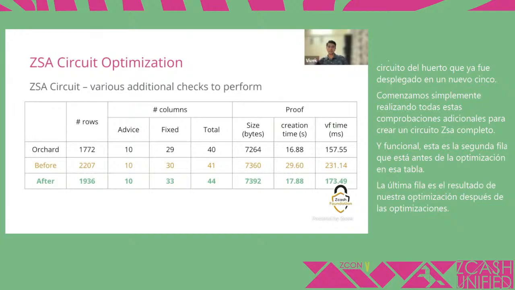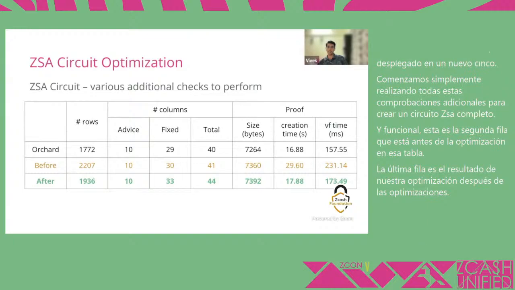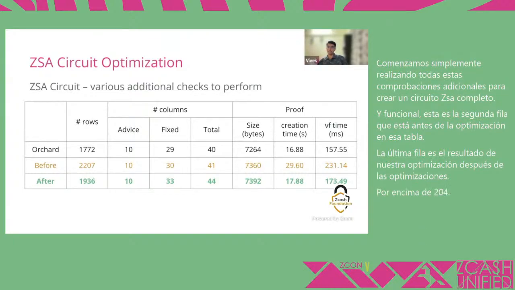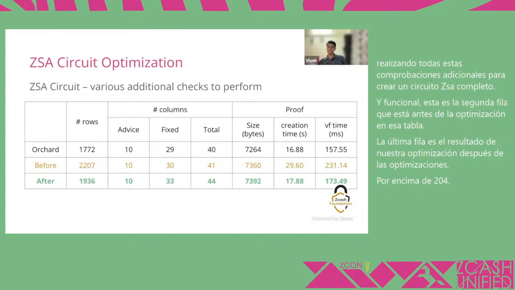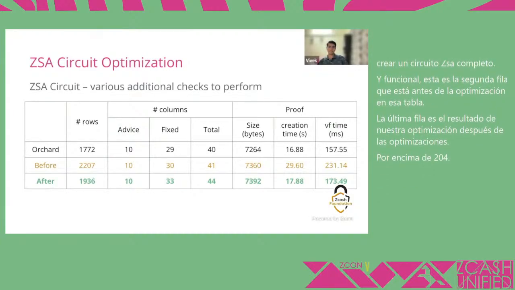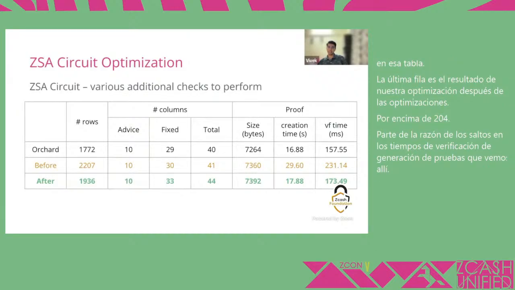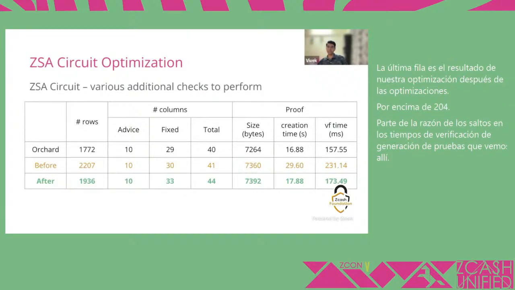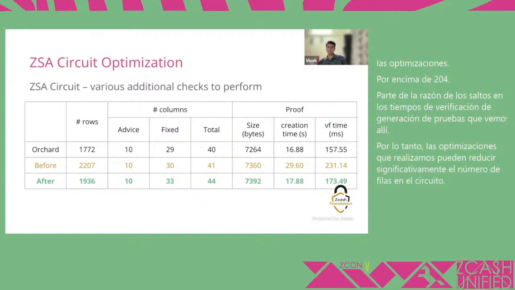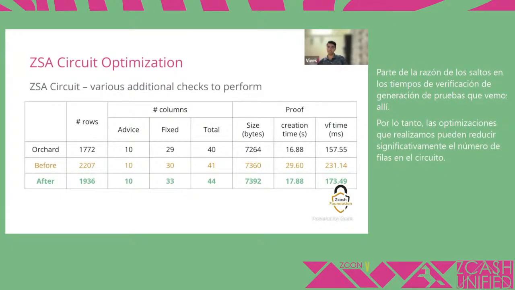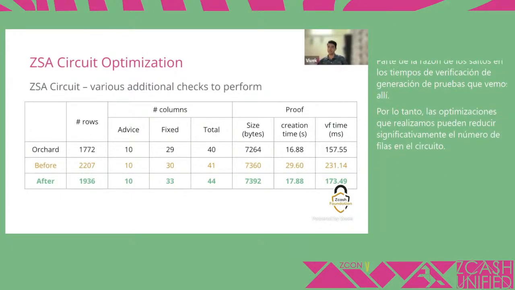So in the circuit before optimization, you'll notice that the number of rows went to 2207, which is above 2048, which is 2 to the power 11. This was one part of the reason for the jumps in the proof generation and verification times that we see there. So the optimizations we performed were able to bring down the number of rows in the circuit significantly. And therefore, we now have pretty reasonable increases in the proof size, proof generation, and proof verification time values as compared to the Orchard circuit.